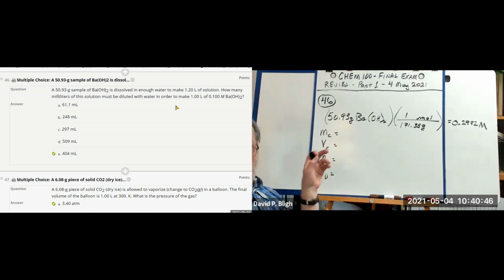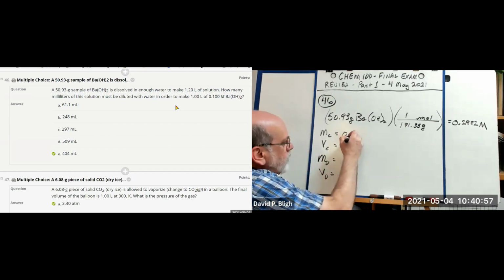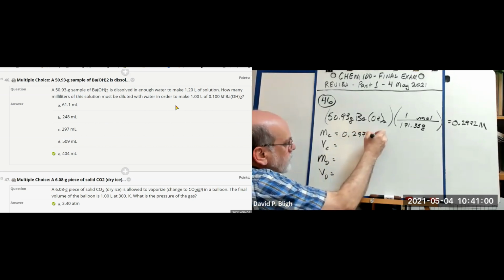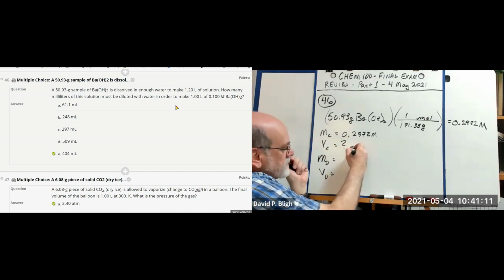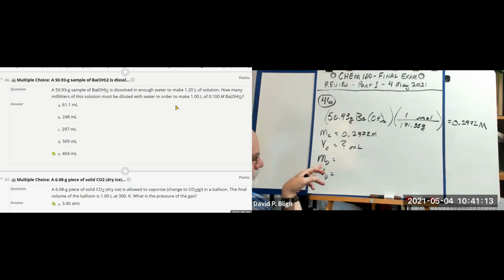So let's put their numbers in their proper place so that when we plug them in the formula, we don't put them in the wrong place. So what's the concentration of the concentrated solution? 0.2972 molar. What's the volume here? That's the question. How many milliliters of this solution must be diluted? So this one, and it's asking for milliliters. The molarity of the diluted solution needs to be 0.1. Okay? And the final volume needs to be a liter.